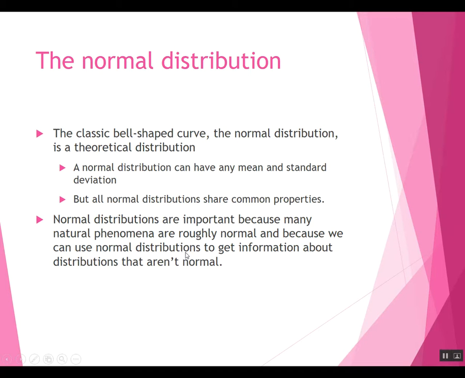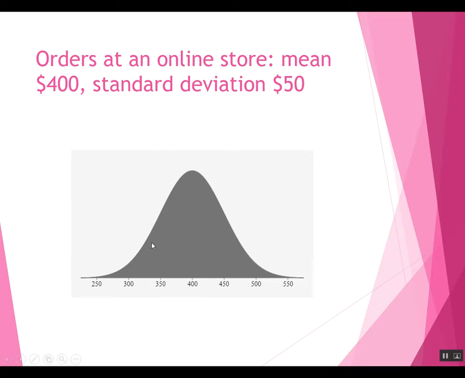So the classic bell-shaped curve is the normal distribution. Again, this is one example of a particular continuous distribution. There are others where it's also a curve like this with an area under the curve, but it doesn't have that shape. But we're just going to be talking about this one.